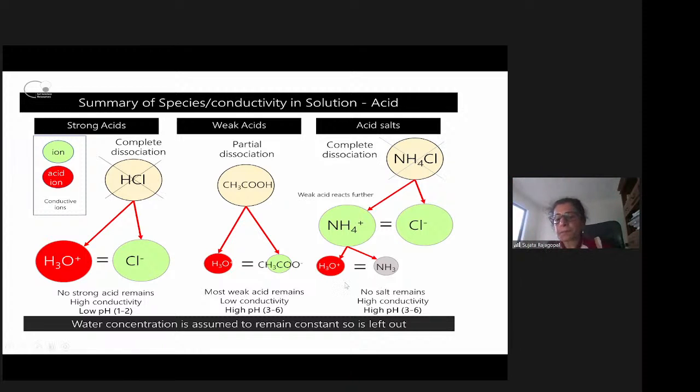So when it is acid salts, they completely dissociate. Therefore, they have a high conductivity, and their pH is still between 3 and 6. Water concentration is assumed to remain constant, so it is always left out.